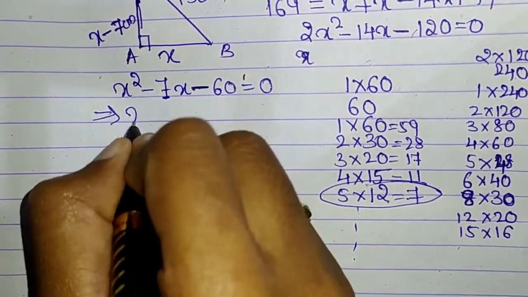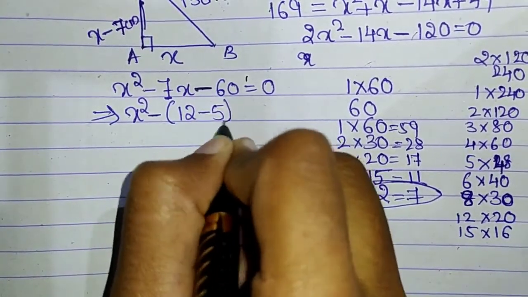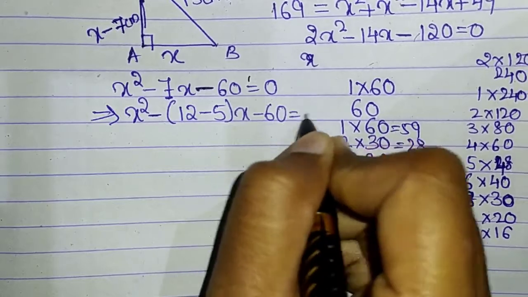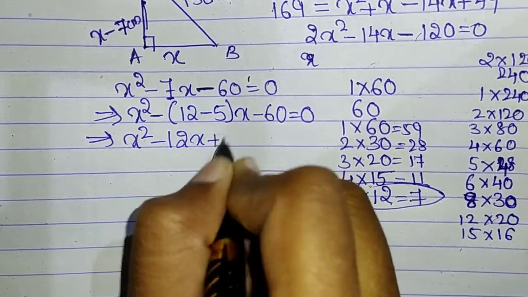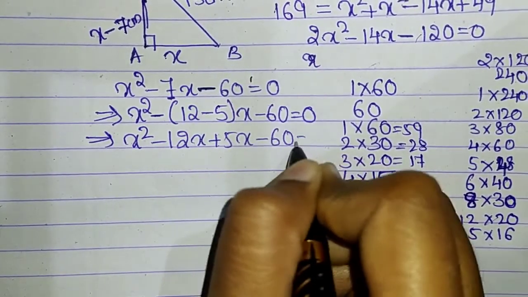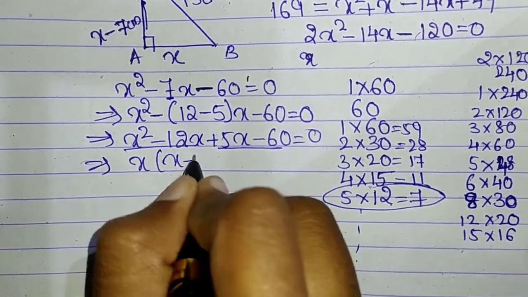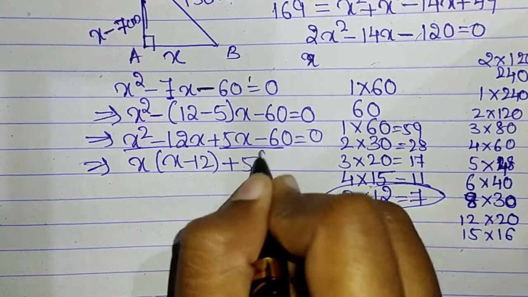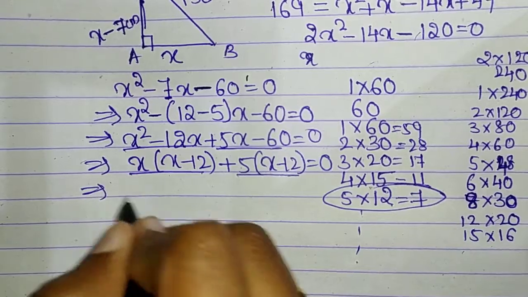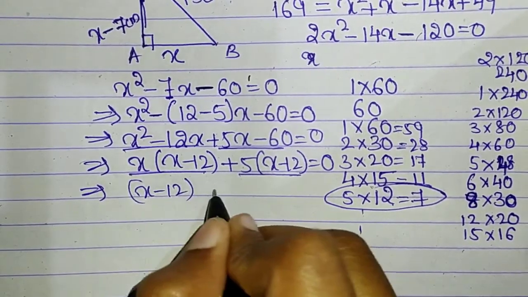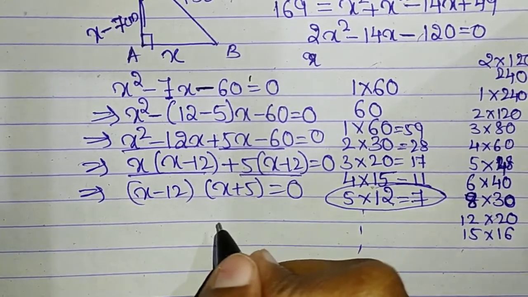So rewriting the equation, x square minus (12 minus 5)x minus 60 is equal to 0. So this implies x square minus 12x plus 5x minus 60 is equal to 0. Taking x common, x minus 12 into the brackets, plus 5 is common, x minus 12 into the brackets, which is equal to 0. So once again x minus 12 is common, and x plus 5. So x minus 12 and x plus 5 are the factors.